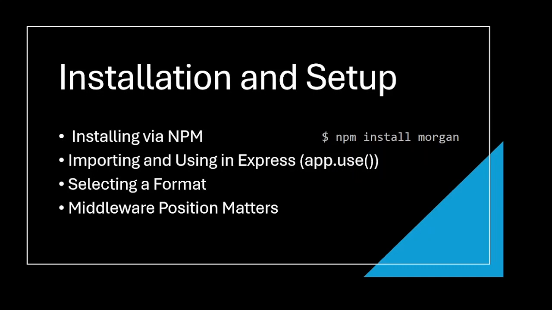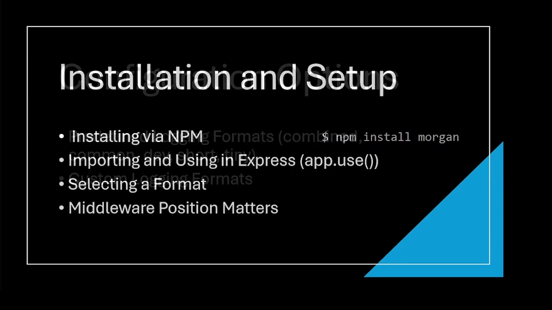The order in which you place middleware in Express matters. By putting Morgan near the top, you ensure it captures all requests, even those that might error out early. It's like having a gatekeeper who reports on everyone who comes through the door.